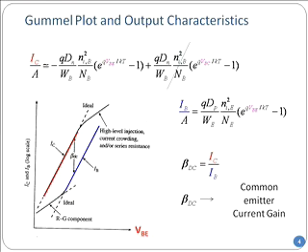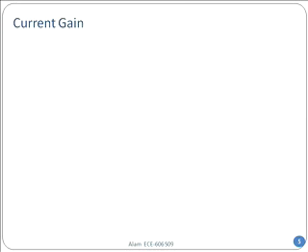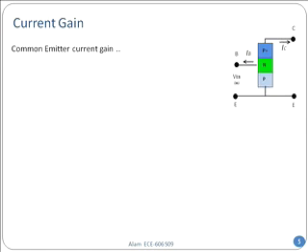So this is fine, common emitter current gain, because the emitter is common between input and output. Base current is the input and the collector current is the output. Okay. So let's see what that beta DC is.